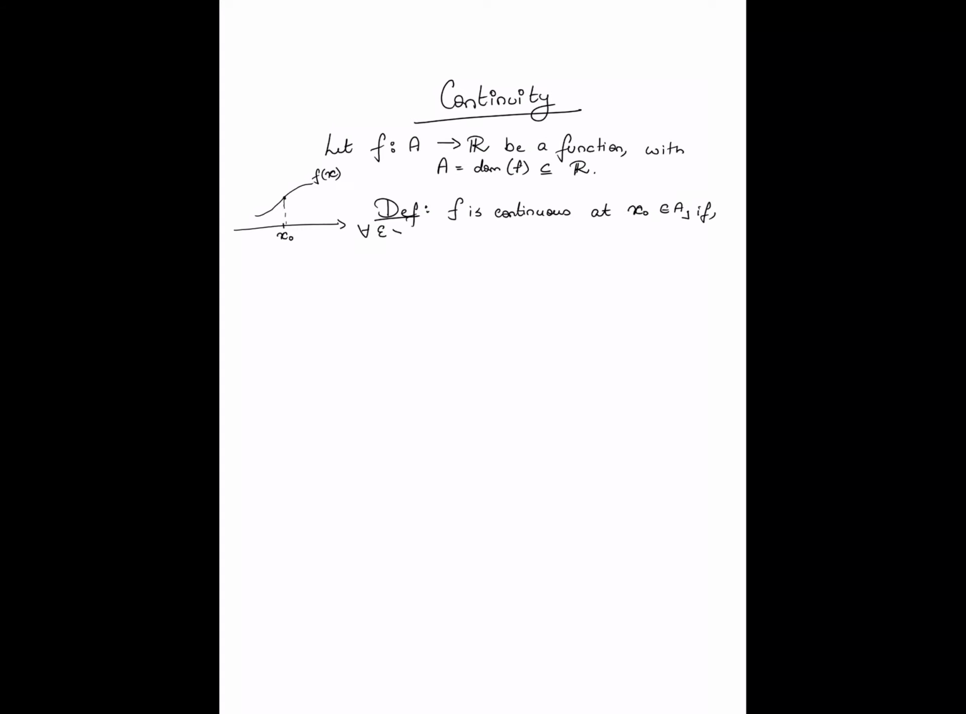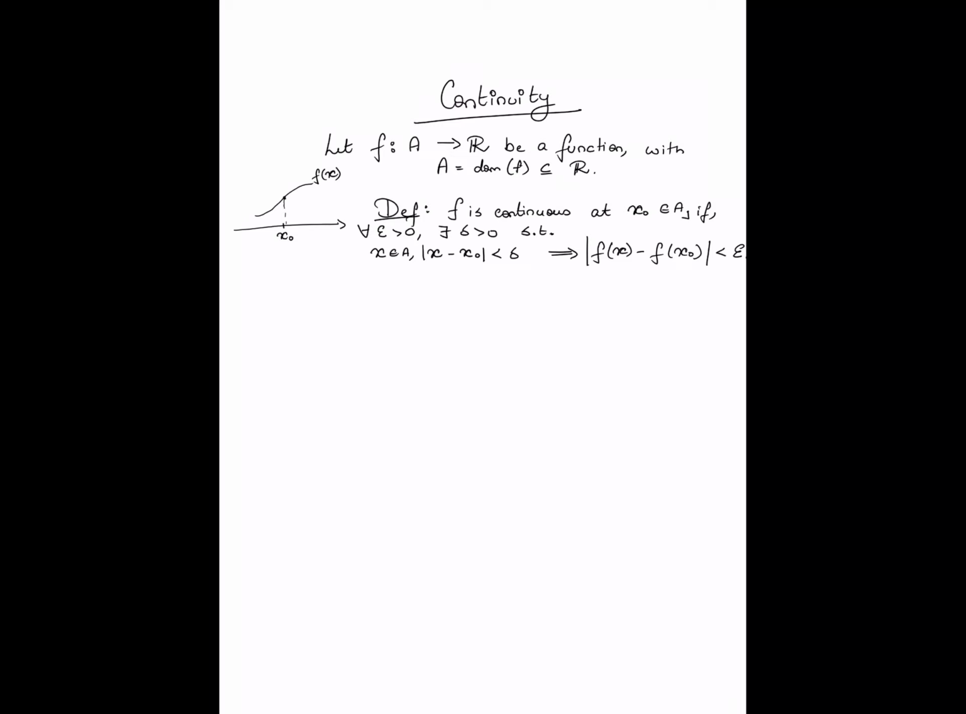for all epsilon greater than 0 there exists a delta greater than 0 such that x belonging to the domain and x being within a delta distance of x0 implies that the function value at x is within an epsilon distance of the function value at x0. So that's your formal definition of continuity.